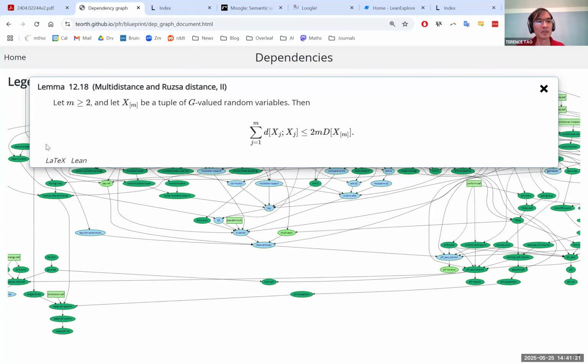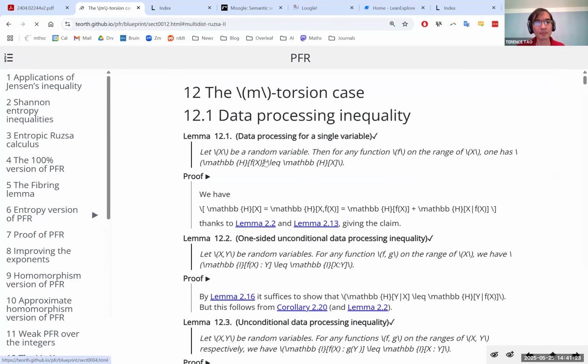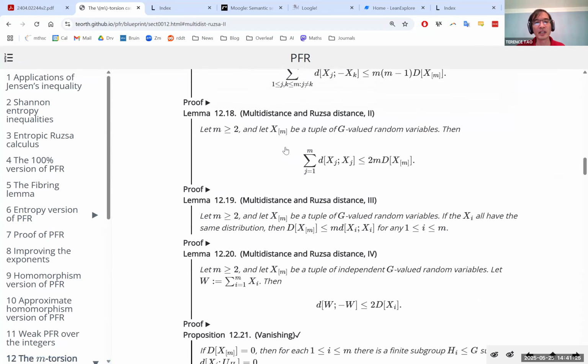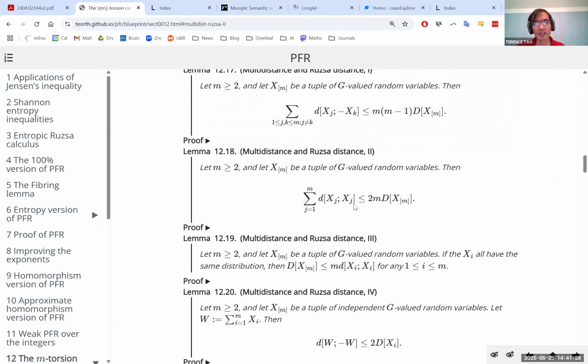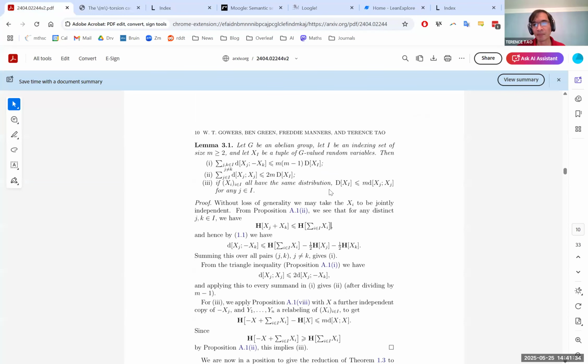So we're going to go back to the specific lemma that we're going to prove, which is this lemma here, which is taken, by the way, directly from the paper that this is based on. So over here, I'm showing a paper of myself with Tim Gowers, Ben Green, and Freddie Manners. This 33-page paper is the paper from which this blueprint is derived, and this claim here, lemma 3.1 part 2, is the claim that we're going to try to formalize.